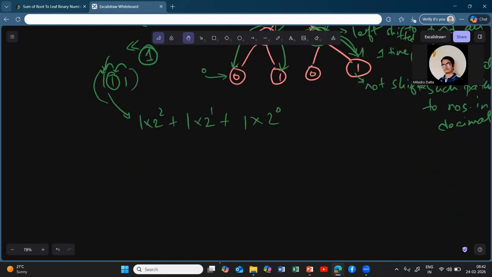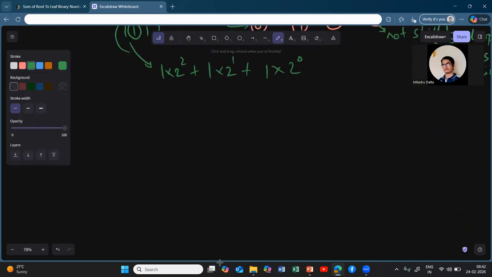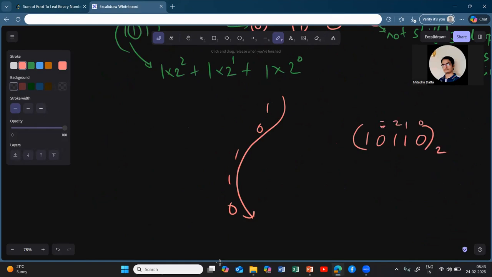For every path, let's say you have a path starting from top to bottom, and the numbers you get are something like 1 0 1 1 0. Now what is this number actually? Let's calculate it: positions 0 1 2 3 4. So it's 2 to the power 4 plus 2 to the power 2 plus 2 to the power 1, which is 16 plus 4 plus 1, which is 21.